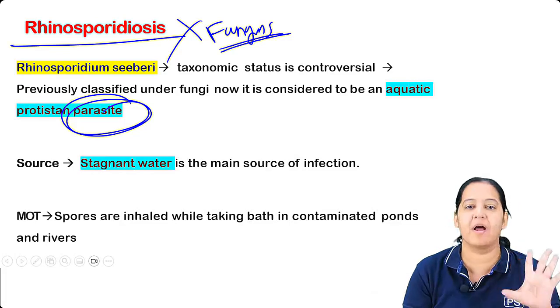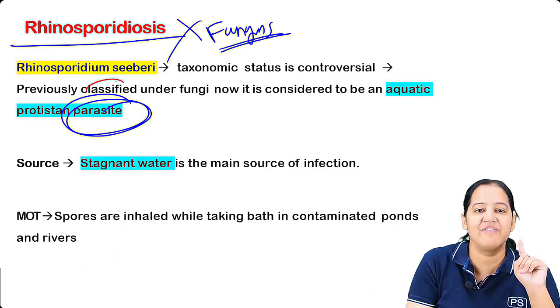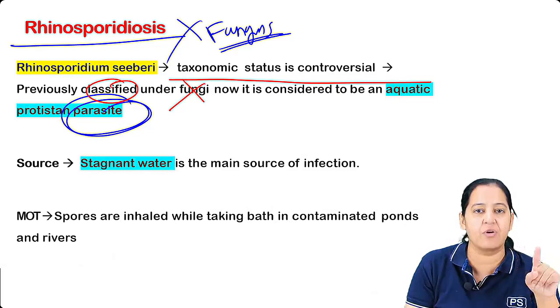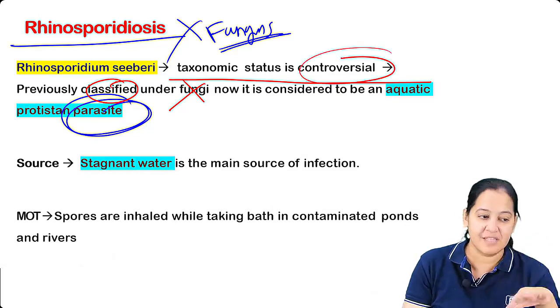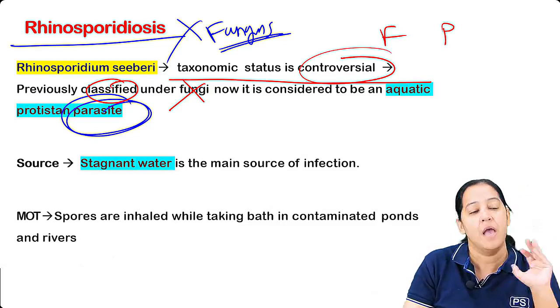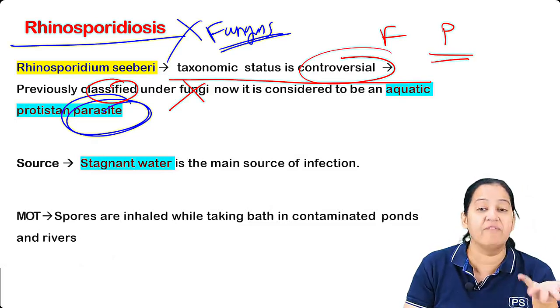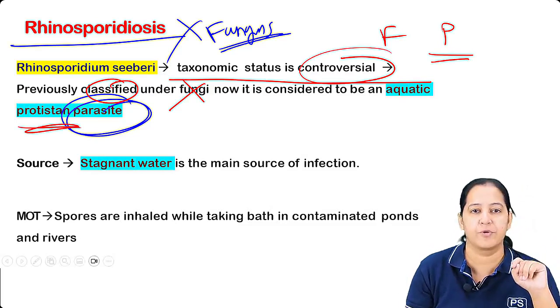So this is the biggest question. It is no more classified under fungus nowadays. We have changed its classification. Its classification is controversial. Some say it's a fungus, some say it's a parasite. But now we are more towards parasite. Which parasite? It's a protozoa. So please learn.